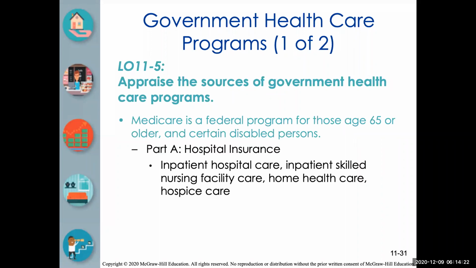Okay. So Part A, we're going to get into the different parts here. Part A of Medicare is the hospital insurance, the Blue Cross part of Medicare. Part A is hospital insurance: inpatient hospital care, inpatient skilled nursing facilities, home health care, and hospice care are covered under Part A of Medicare.